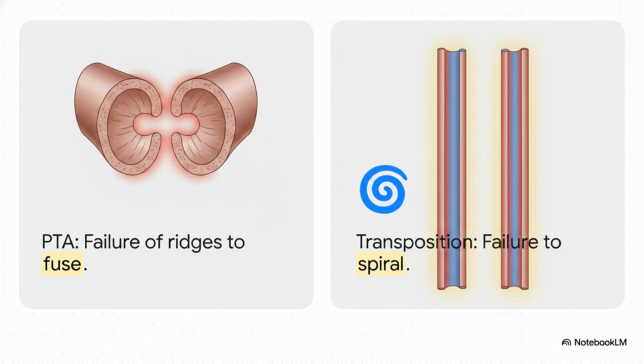Now, to keep these distinct in your head for your exams, focus on the specific embryological mechanism of failure. Persistent truncus arteriosus is a failure of the ridges to fuse at all. Transposition of the great vessels, on the other hand, is a failure of the conotruncal septum to follow its normal spiral course. It forms, sure, but it just runs straight down. It's the exact same region, but completely different mechanical failures.